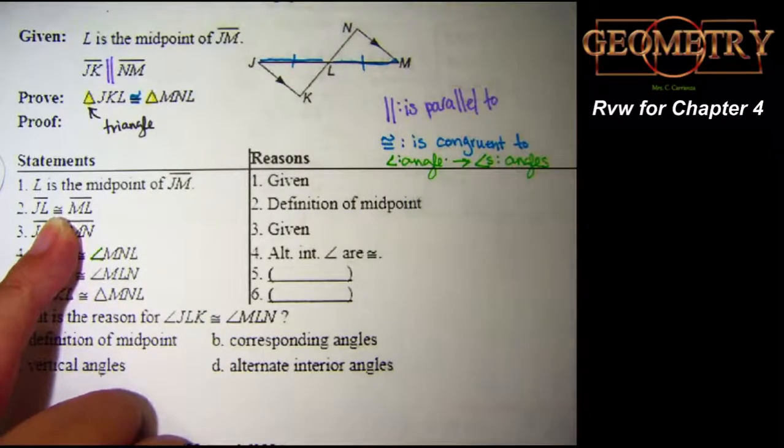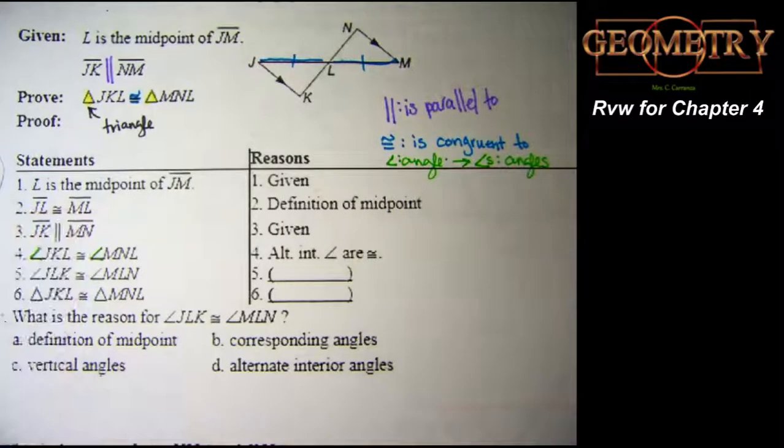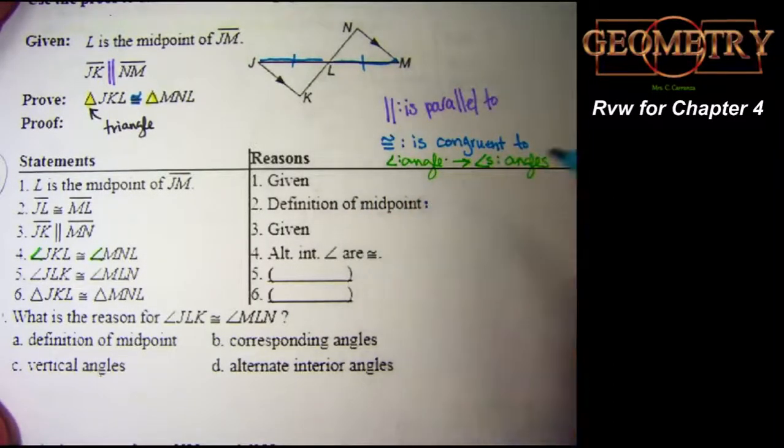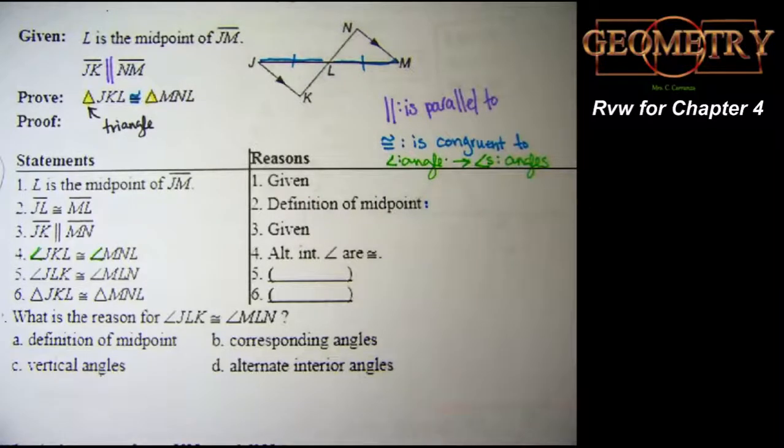Why did you say they were congruent? Because L is the midpoint. That's what it means to be a midpoint. And so we're writing the definition of midpoint. To write a proper proof, you're writing the name of the definition or the property or the postulate or the theorem or any of those. You're writing the names of it.